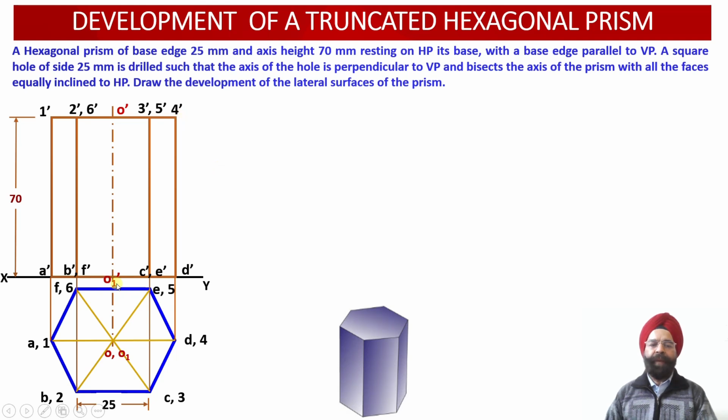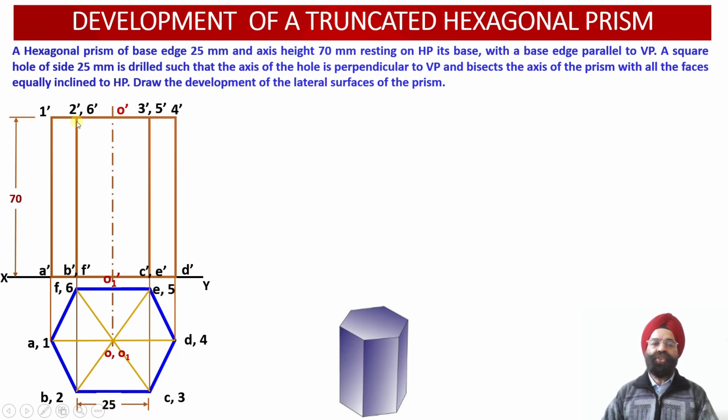We have also been able to obtain the axis point O1 dash corresponding to the base of this hexagonal prism. Now, one thing we need to understand is that the vertical edges 6F and 5E lie on the rear side of the solid. So these two vertical edges will not be visible to the observer, as the observer looks at this hexagonal prism from this side.